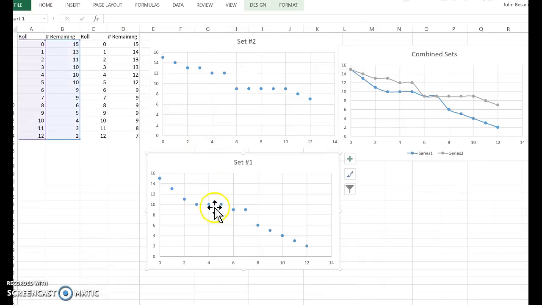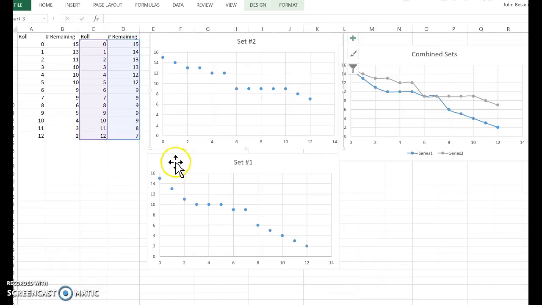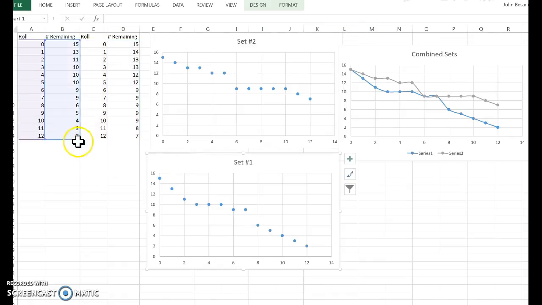It shows set 1 right here, and it's highlighted over here so you can see it starts with 15 and works its way down. And we did it 12 rolls each group. And then we did it again for set 2 right here, and it highlights at 0 they still had 15. But if you notice at this one, after 12 rolls they still had 7 dice left, and in set 1 they were already down to 2.